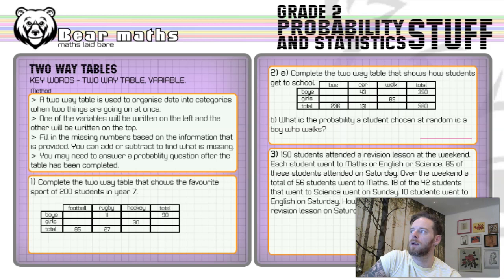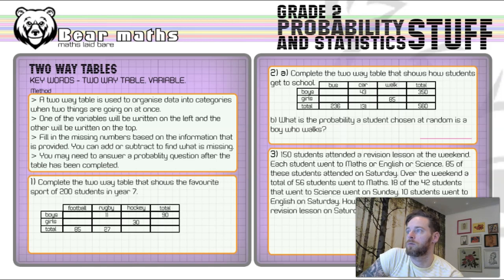This video is on two-way tables, and the keywords I've got for you are two-way table and variable. Now, a two-way table is a way of organizing some data, mostly numerical data, when there are two things going on at the same time. The variables are those things that are going on. We refer to those things as variables.